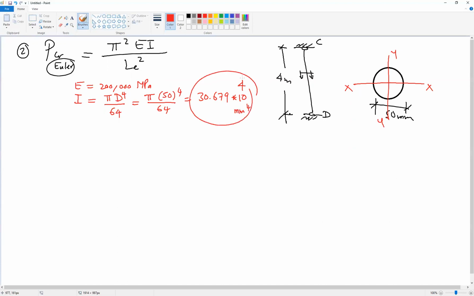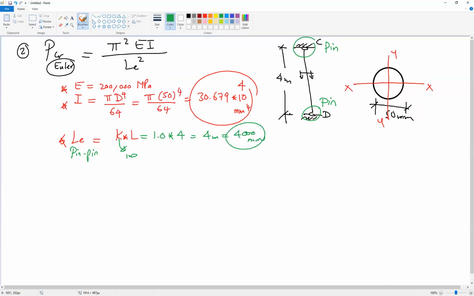For L effective, the third parameter, equal to K multiplied by L. K in this case is 1 or 0.5 or 0.7. Here and here are the two ends, pinned, pinned. So if the column is pinned at both ends, this means that K will be 1. So L effective will be 1 multiplied by 4, so 4 meter, which is equivalent to 4,000 millimeter.